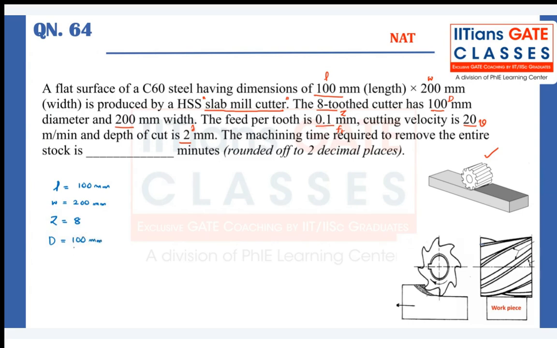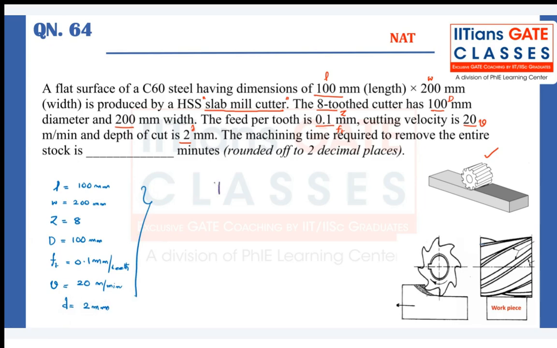Now the feed per tooth, f_t, is 0.1 mm per tooth. Next, cutting velocity is given as 20 meters per minute. Here the depth of cut, d, is 2 mm. Now what we need to find? Machining time we need to find.